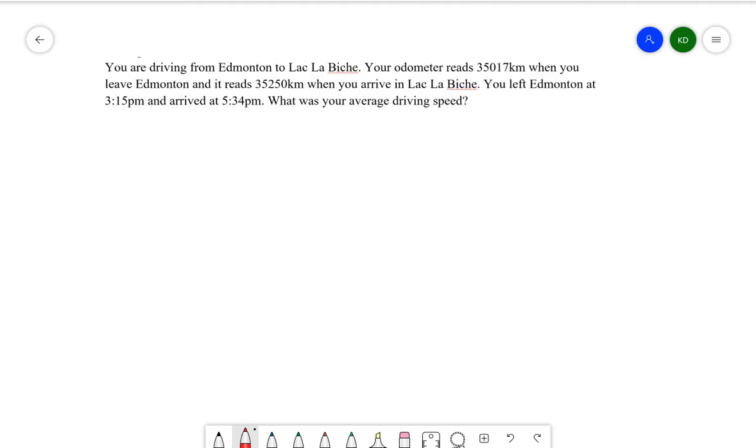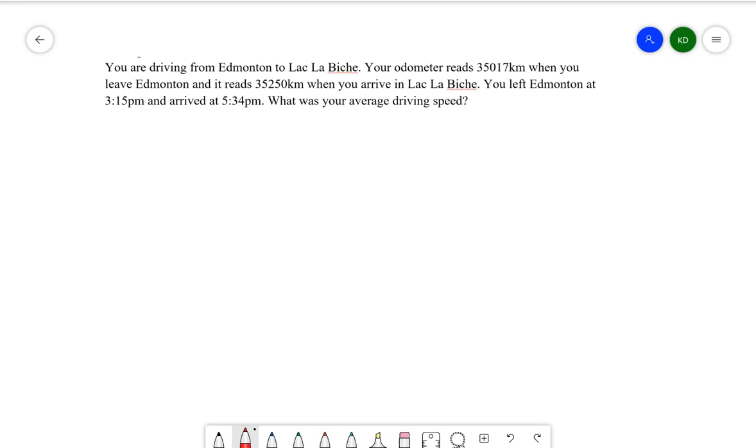Here's one last example where we're not looking at a graph or a table of values, but we can still use the idea of slope to help us come up with a rate of change. So you are driving from Edmonton to Lac La Biche. Your odometer reads 35,017 kilometers when you leave Edmonton, and it reads 35,250 kilometers when you arrive in Lac La Biche. You left Edmonton at 3:15 p.m. and you arrived at 5:34 p.m. What was your average driving speed?